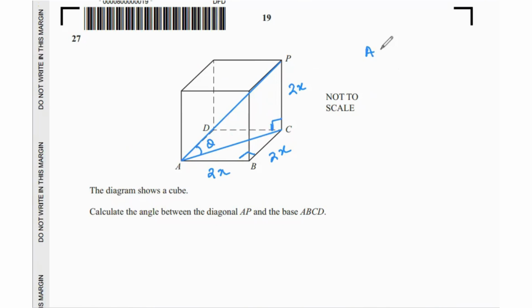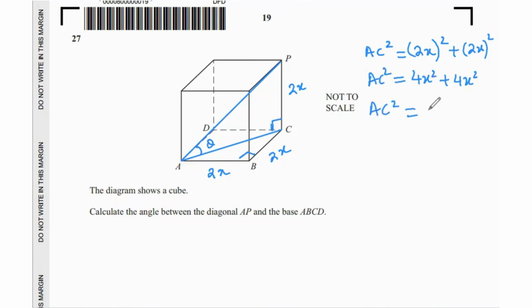So we'll use Pythagoras, AC, which is the hypotenuse over here. So AC squared equals 2x whole squared plus 2x whole squared. That's 4x squared plus 4x squared, which is 8x squared. So AC is going to be the square root of 8x squared, which is x root 8.